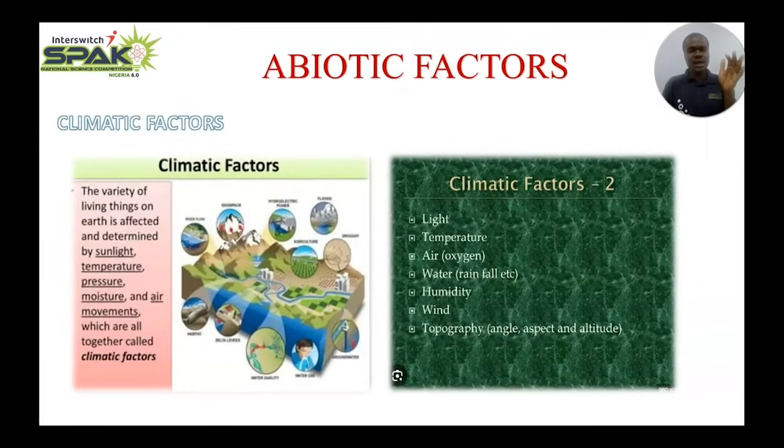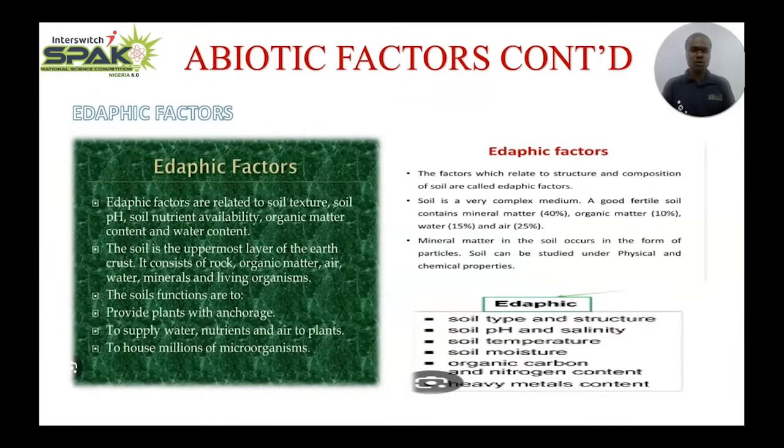Now, what about the abiotic factors of the ecosystem? Like I said earlier, the abiotic factors are the non-living components of the ecosystem. The variety of living things on Earth is affected and determined by sunlight, temperature, pressure, moisture, and air movement, which are all together called climatic factors. So we have different factors: light, temperature, air, oxygen, water, rainfall, humidity, wind, topography of the soil, etc. They are all abiotic factors.